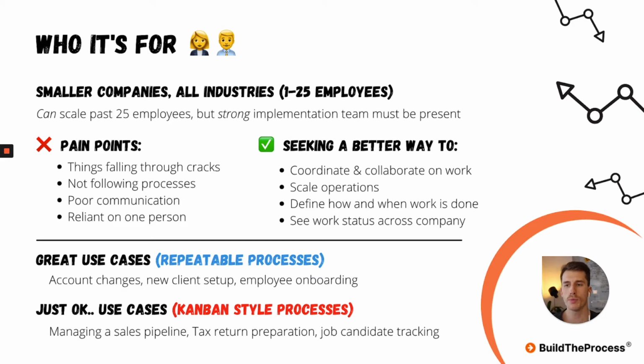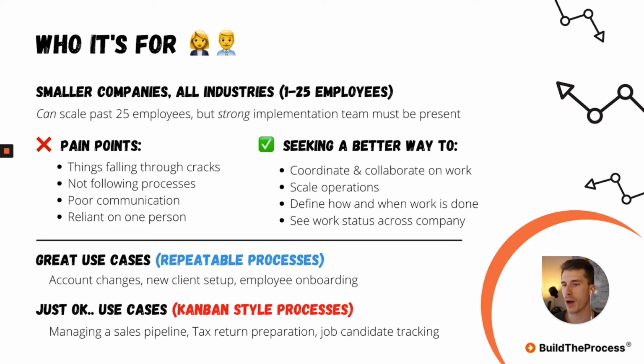So now let's talk about who ProcessStreet is really a great fit for, and we wanted to draw you a picture of a profile company that would hopefully resonate with many of you watching. Smaller companies with 1 to 25 employees are a great fit for ProcessStreet from what we've found in working with our clients. I do want to say that it can scale past 25, but you do have to have a very strong implementation team in place to make that happen. These are companies experiencing some pain points, like things falling through the proverbial cracks. People are not following processes, whether you have some Microsoft Word docs that nobody's even looking at or following.